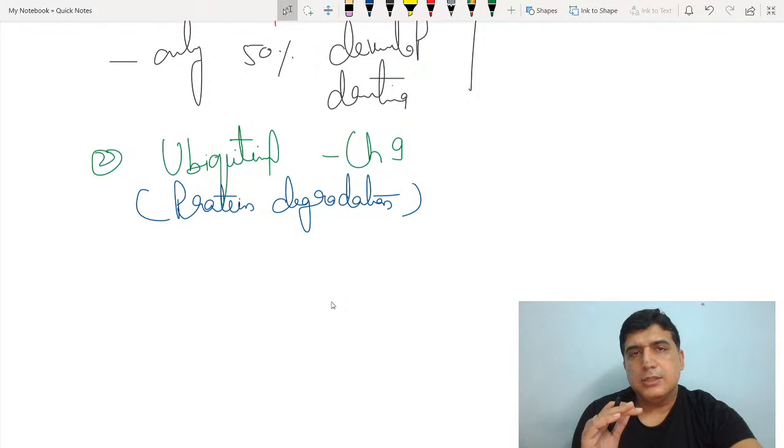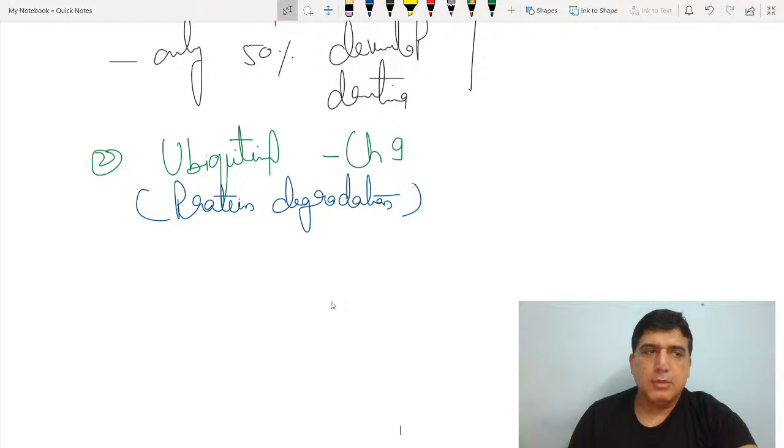We have synthesis of protein, and that protein we use for various functions in the body. When we have abnormal protein in our body, that abnormal protein is degraded by ubiquitin. But suppose we have a problem in ubiquitin, then we are not able to degrade this abnormal protein, and that abnormal protein gets accumulated in our body and it is responsible for dementia.